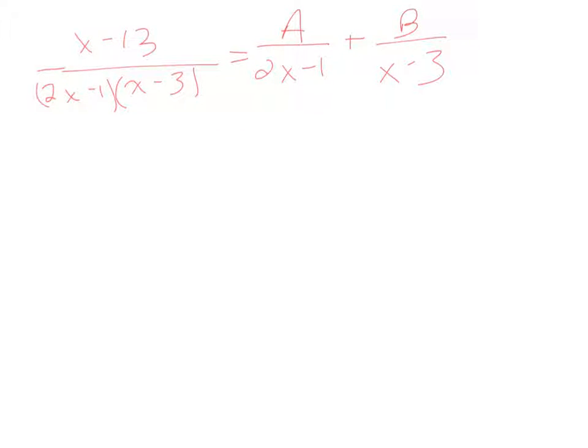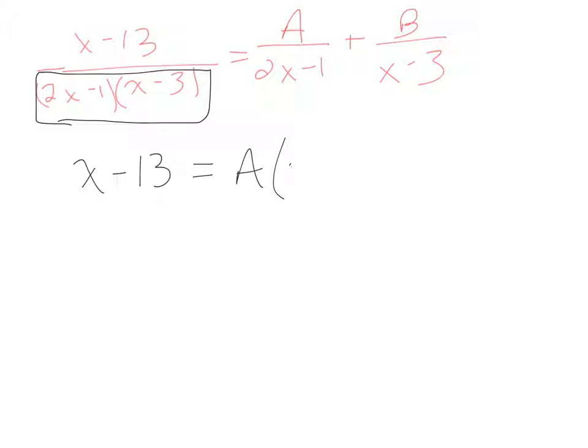Alright, so here's our setup, and we know this is legitimate from what we said earlier about partial fraction decomposition. We know we're going to be able to find some a and b that makes this work. If you remember, the next step from pre-calculus is to multiply both sides of this equation by the entire denominator. When you do that, you arrive at x minus 13 equals a, and then the 2x minus 1s would cancel out, you'd have x minus 3, plus b, and then the x minus 3s would cancel out, and you have 2x minus 1.